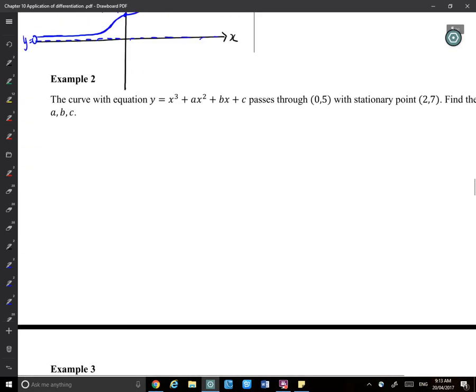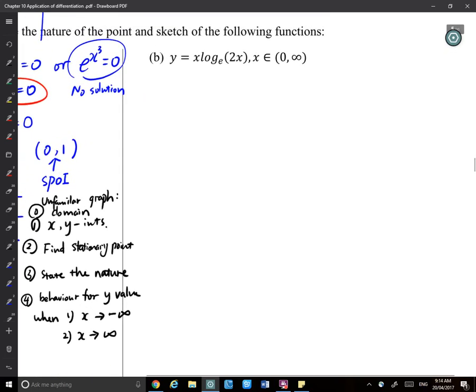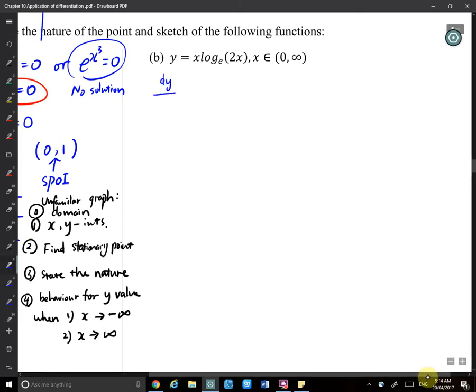That's this one, and let's have a look at the next graph. First I want to find the stationary points. Find the stationary points. So what is dy/dx? What rule will I use to differentiate this equation?